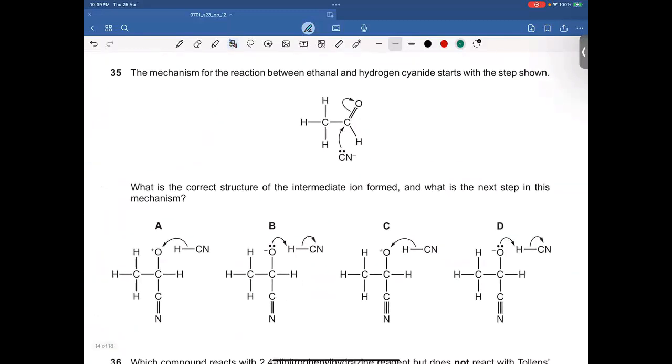Question number 35. The mechanism for the reaction between ethanal and hydrogen cyanide. Start with the steps down. First of all, oxygen is a more electronegative element, so it has a slight negative charge, whereas the carbonyl carbon has a slight positive charge. Then, in the first step, a nucleophilic addition reaction takes place. So cyanide will attach to this carbonyl carbon and the pi bond shifts onto this oxygen. When the pi bond shifts onto this oxygen, you will get this intermediate anion.